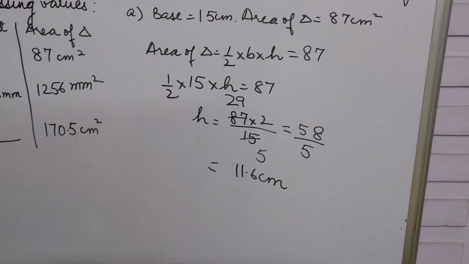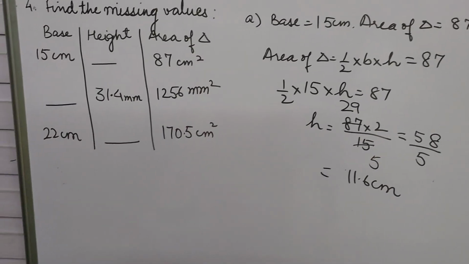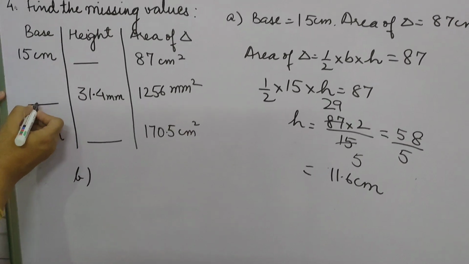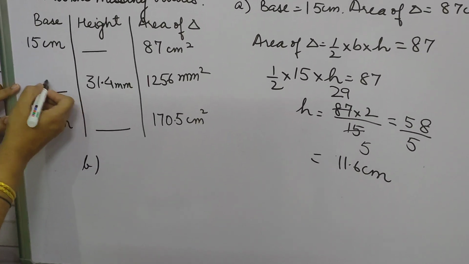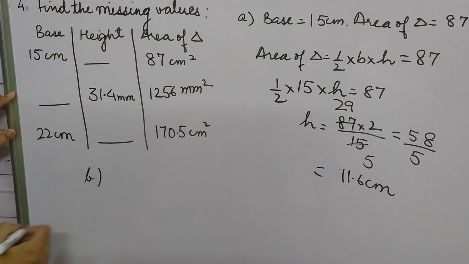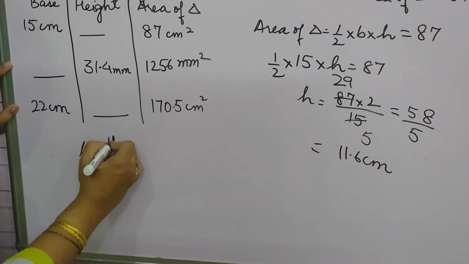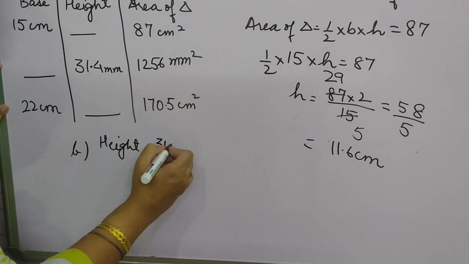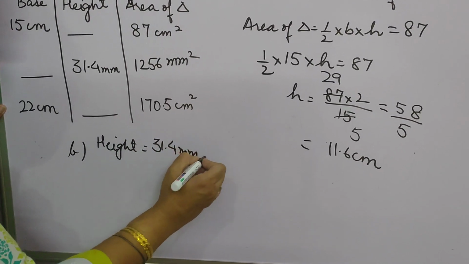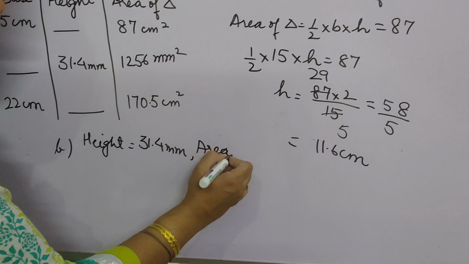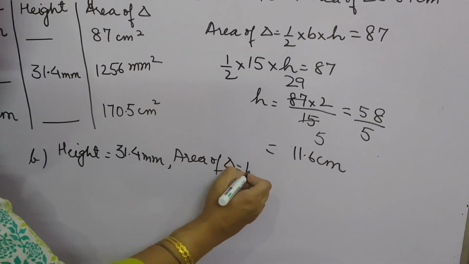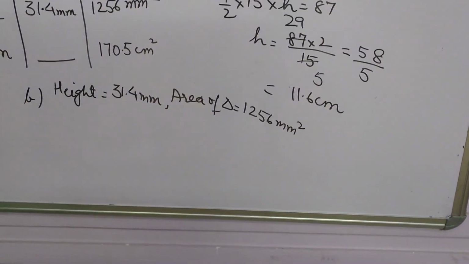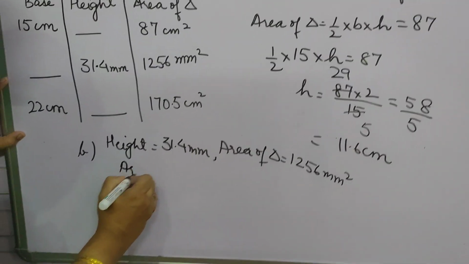Now let us see the second part, B part. Now what is there in B part? Again the same thing. The only difference is that here the base you are to calculate and the height you are given. So how much is the height? Height is 31.4 millimeter. And how much is the area of triangle? It is 1256 millimeter square. So write down the formula.